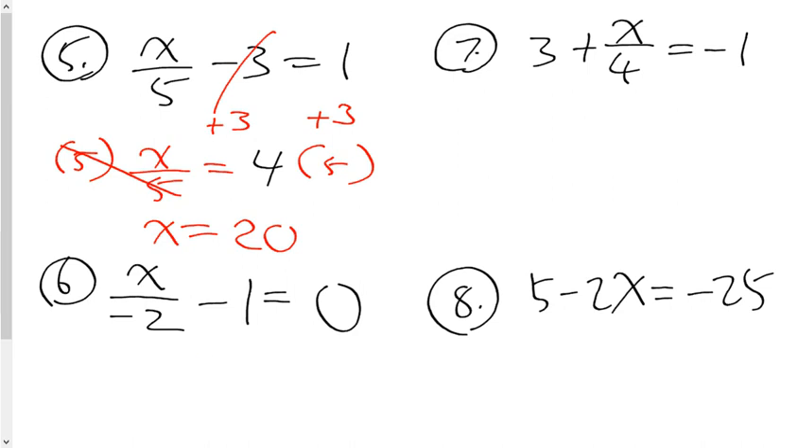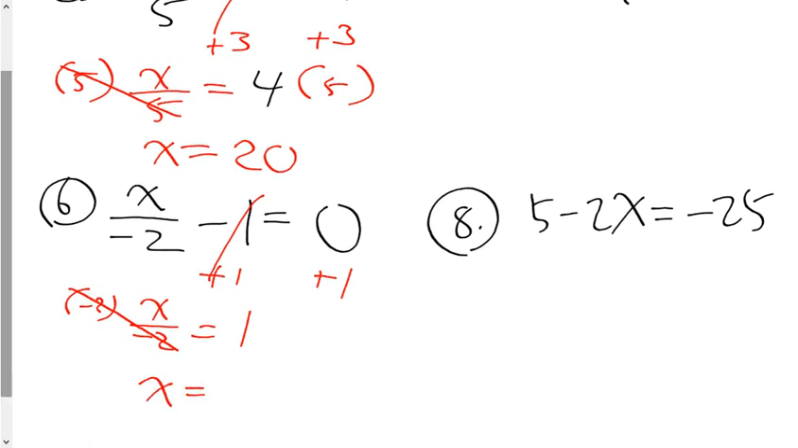So we're going to add 1 to both sides, get rid of the constant. A negative half of x is equal to 1. Then we're going to multiply both sides by what we divided by, to cancel each other out and give us a value of x. So multiply the other side by negative 2. And you have the solution, x equals negative 2.